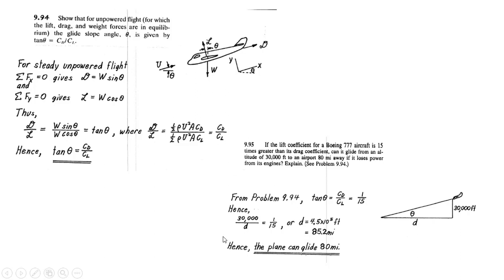Because your CL is quite high compared to drag, and the bigger the CL the better, the aircraft can glide even without engines, right? Even if it gets no power. So this is it, this is the last numerical of chapter number 9, and this is the end of chapter number 9. In the next video we will start the next chapter, which is turbomachinery.